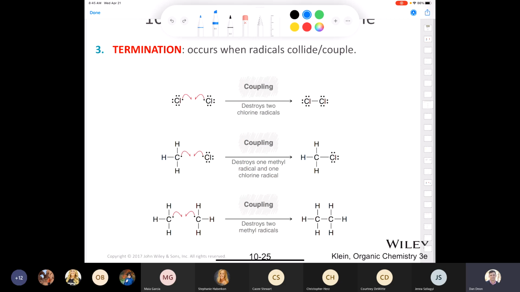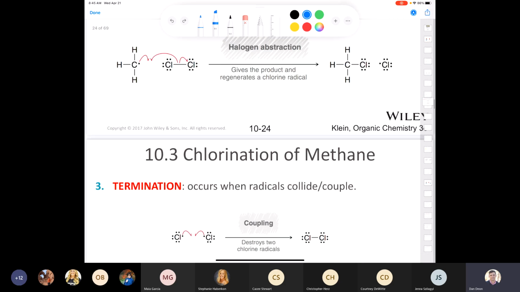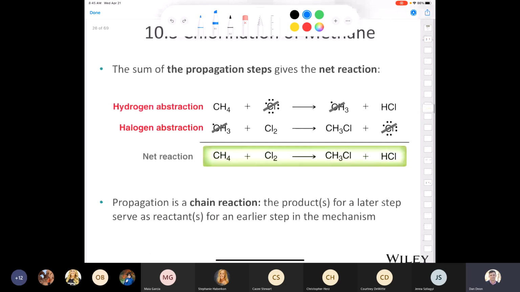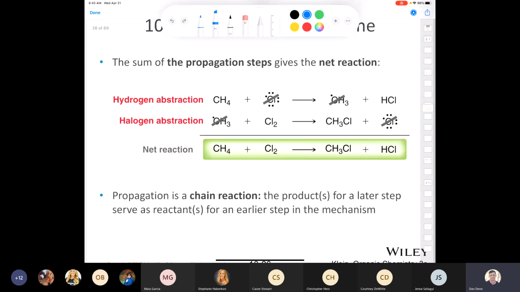So we had initiation, propagation, and termination. Let's go back to those propagation steps. Okay, let's take a look at the condensed structure of those. You notice that the sum of the propagation steps produces the net reaction. So here it is showing crossing out the chlorine radical and the methyl radical, and we end up with our net reaction, right? Which I told you was methane plus chlorine. And of course, you need either heat or light, one or the other, okay? And you make methyl chloride plus HCl.